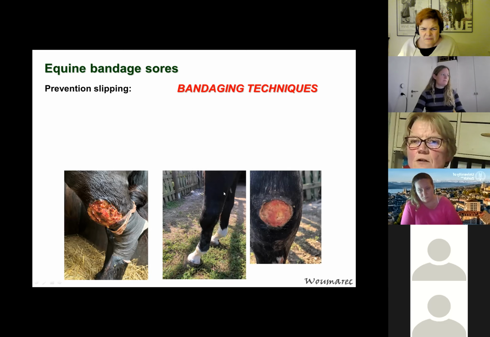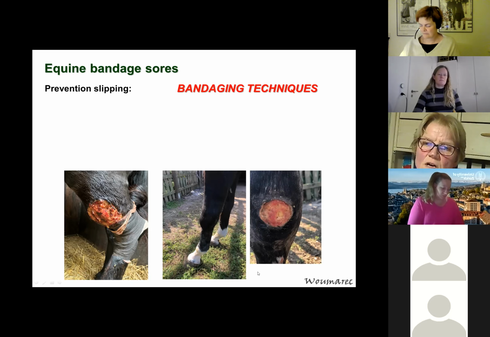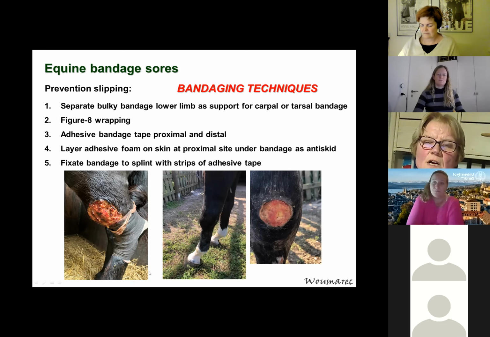And you may know that you cannot solve the problem of the hygroma with a firm bandage. But what he did, on the other hand, is create a big pressure sore on the accessory carpal bone. So many of the sores are induced by our bandages. So very important is to prevent slipping of the bandage.